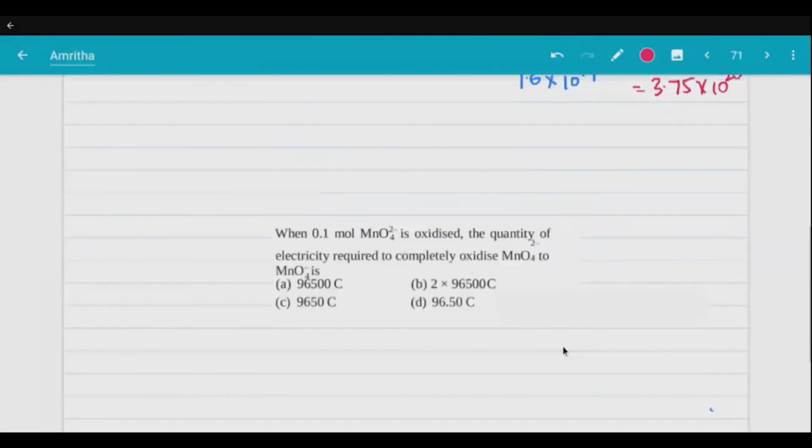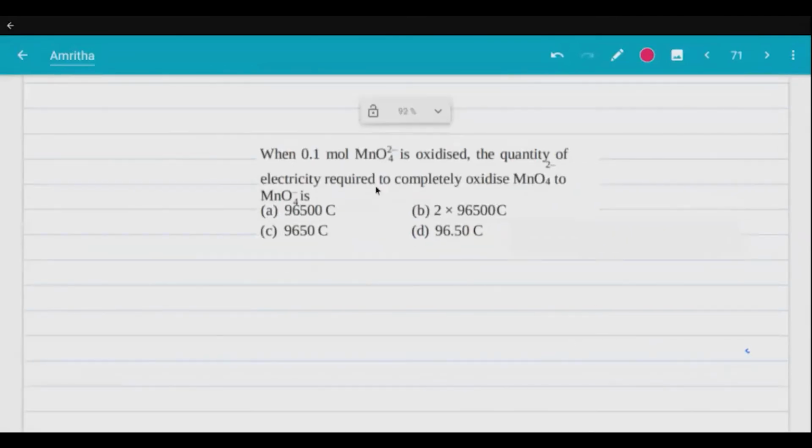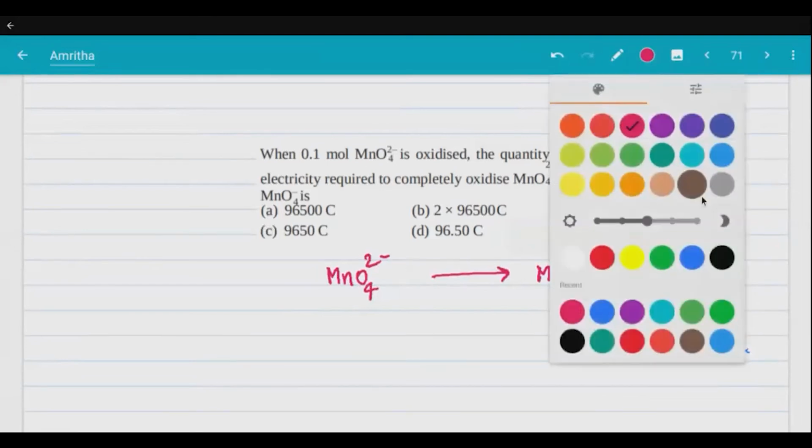Okay, so try this one also. This is a little bit tricky here. When 0.1 mole MnO4 2 minus is oxidized, how much quantity of electricity does it require? To oxidize MnO4 2 minus to MnO4 minus, for this conversion, how many electrons? First let us find for one mole. Per mole, how many electrons? How do we do this?